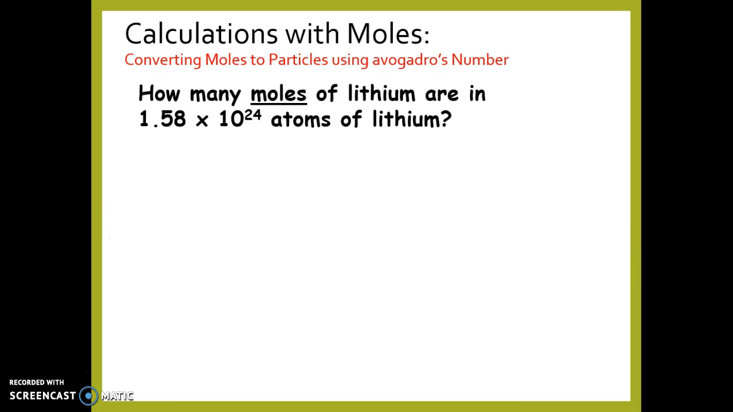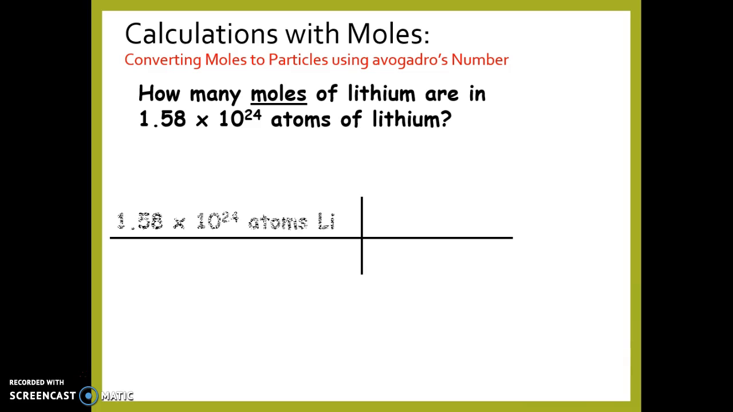Next problem. How many moles of lithium are in 1.58 times 10 to the 24th atoms of lithium? Well, again, we're just looking for our given and our finding first. So we find a quantity. The quantity that we see is 1.58 times 10 to the 24th. What unit goes with it? Atoms of lithium. So we write that down. 1.58 times 10 to the 24th atoms of lithium. Now what are we trying to find? How many moles of lithium? Okay, so that's our finding.